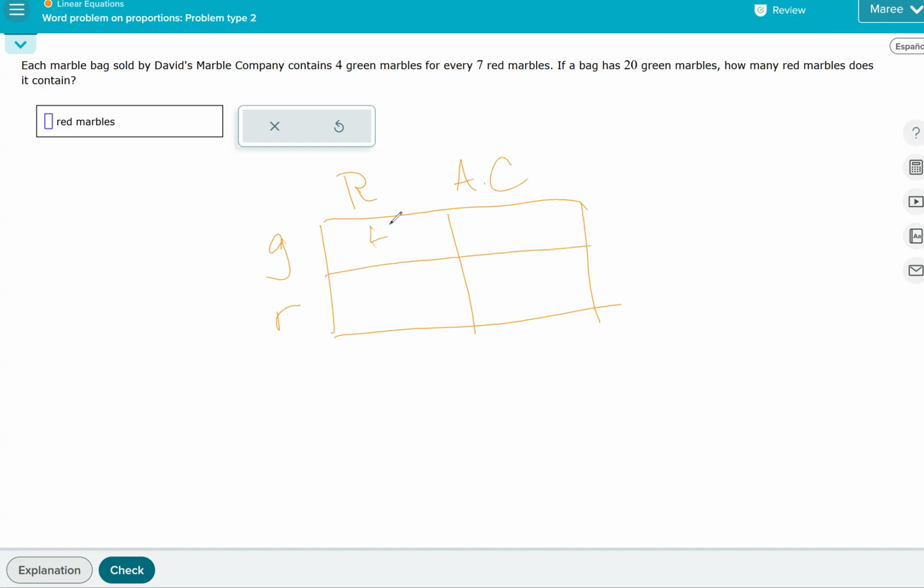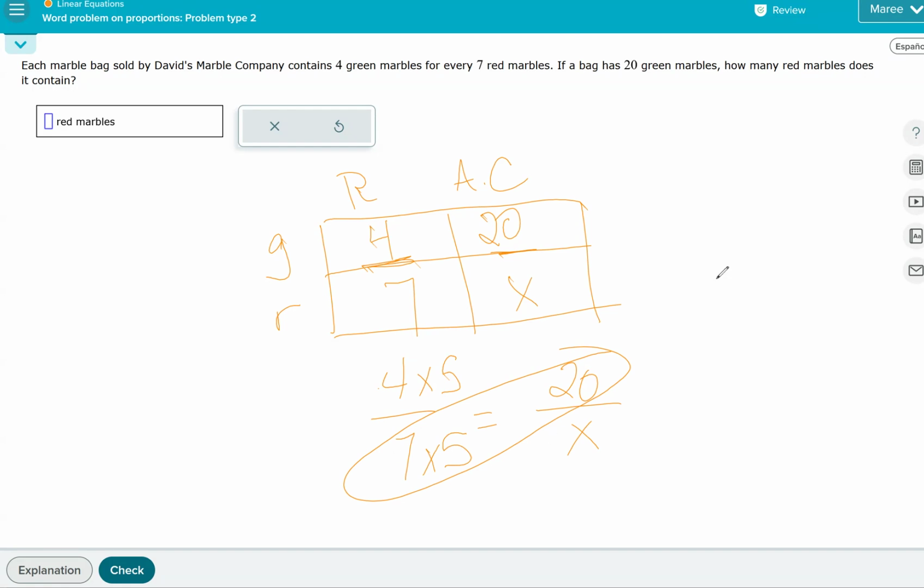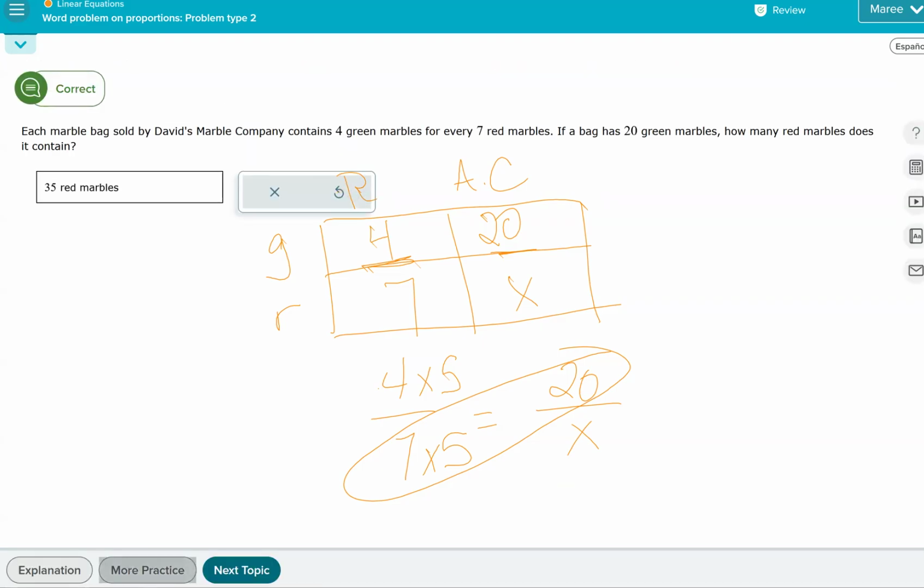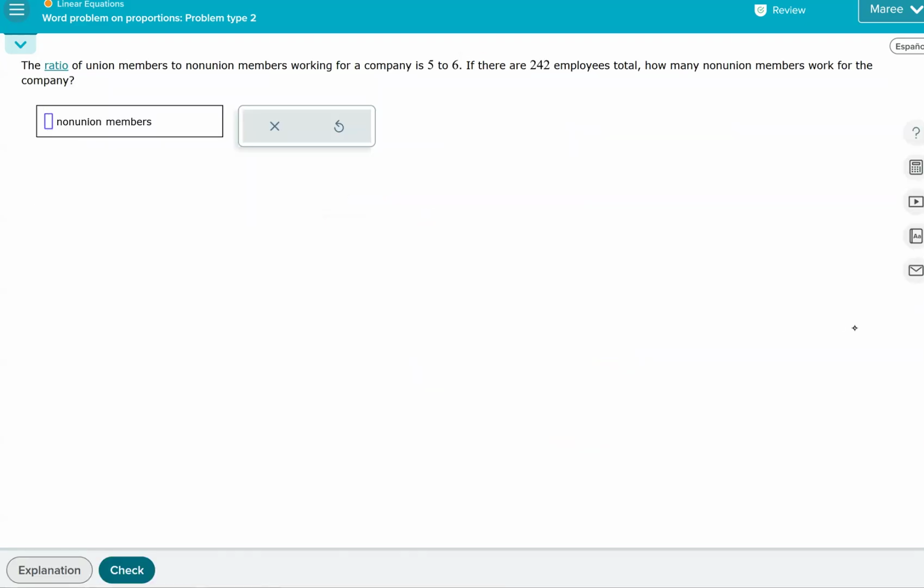They gave us 4 green for every 7 red. They said there was 20 green. How many red marbles are there? So we're going to look at these as fractions and set them equal to each other. 4 over 7 equals 20 over X. Now we could do the cross multiply, 20 times 7 and then divide by 4. Or we can look at this and say, wait a minute, I can multiply 4 by 5 to get 20. So if I multiply 7 by 5, that will give me how many red marbles there are. So there'll be 35 red marbles. So you could do it either way. If you notice something like that right away, you can use just the method of what do we multiply by to have those fractions be equal.